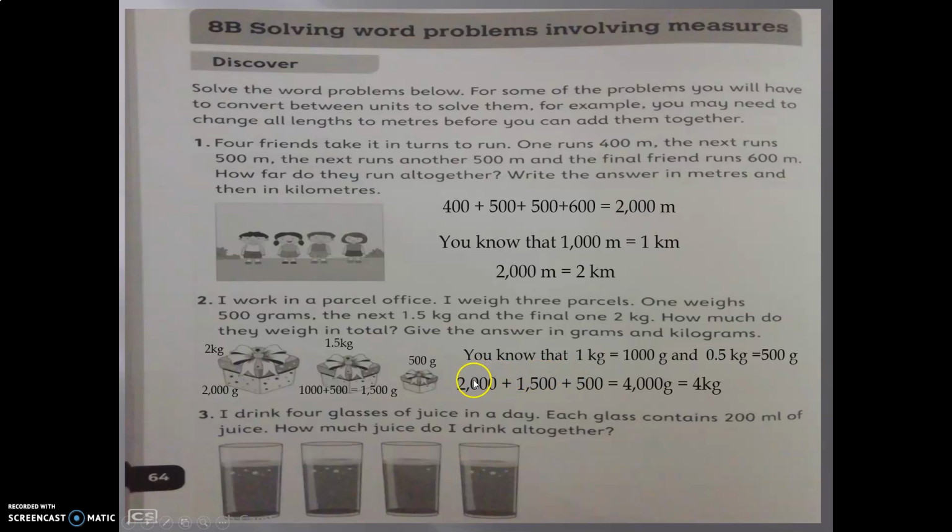And I have 2,000 here, so they are 4,000 grams. But also, in the question, give the answer in grams, as we did here, 4,000 grams, and in kilogram. We know that 1 kilogram is 1,000 grams. So 4,000 grams, how many kilogram? 4 kilogram. So I think it is easy for you to do it.